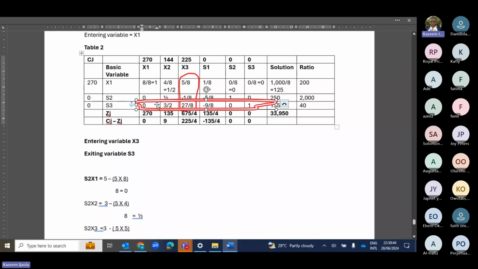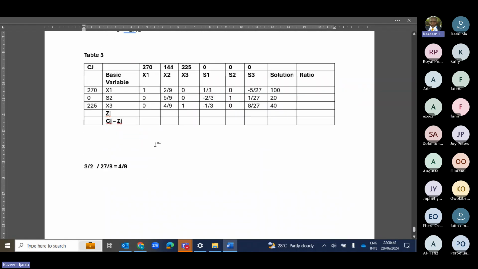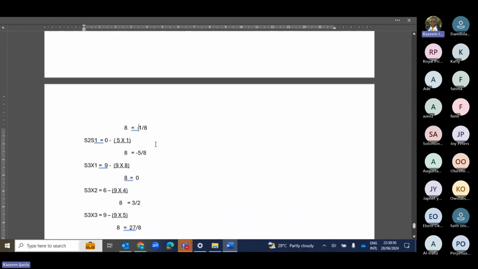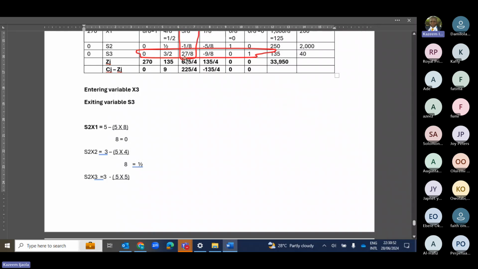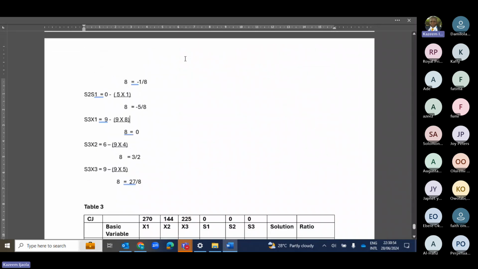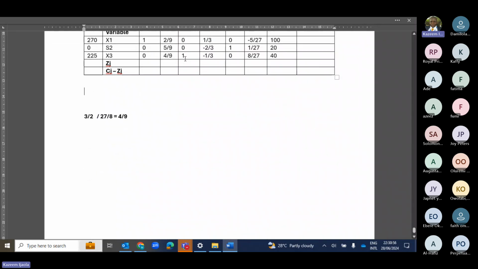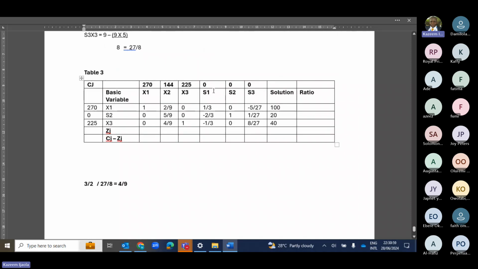So that's exactly what you will use for everything. This value here. So just keep changing your key row value and you are good. Pivot element is the same, which is 27 over 8 for key element. So once you have done this, the next is to calculate ZJ. So what is ZJ? 270 times 1, then 0 times 0, 270. So this one will be 270 still. Then for this one now, it's going to be 160.